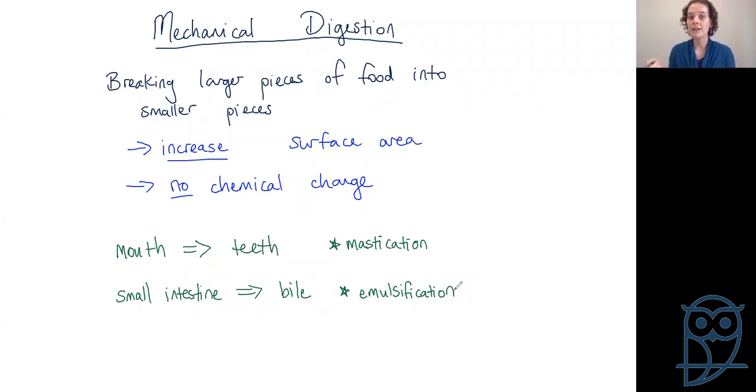It emulsifies our lipids. So in both cases, your teeth in your mouth, your bile in your small intestine, we have mechanical digestion, very simply breaking things from big pieces into small pieces to increase the surface area with no chemical change. Okay, so I keep repeating these same three things. Breaking into smaller pieces, increasing surface area, and no chemical change. Those are your three really important parts of mechanical digestion.